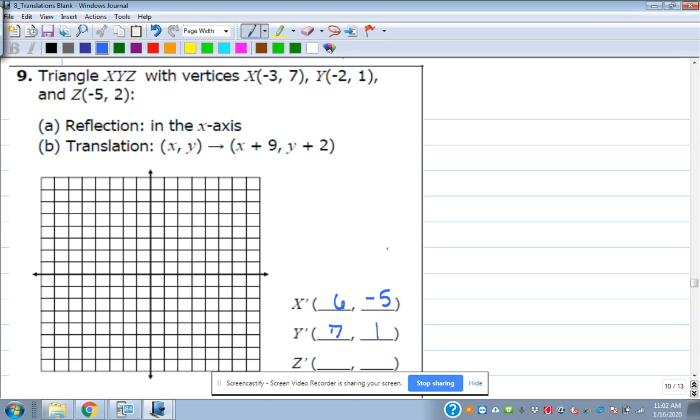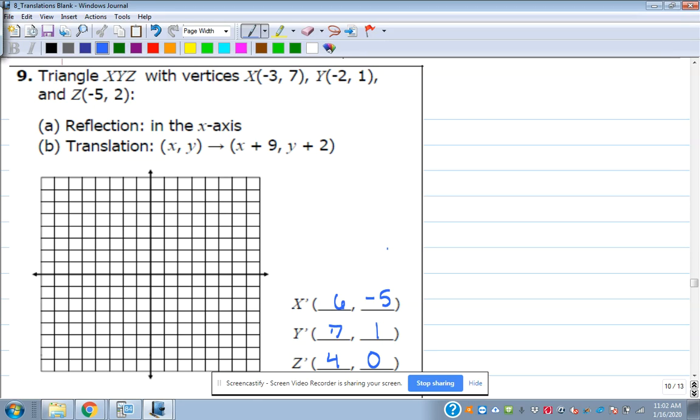The third point, reflecting across the x-axis, makes it negative 5, negative 2. Negative 5 plus 9 would be 4. Negative 2 plus 2 would be 0.